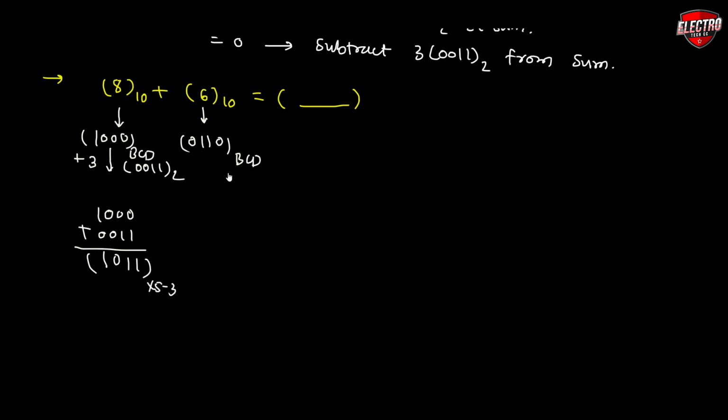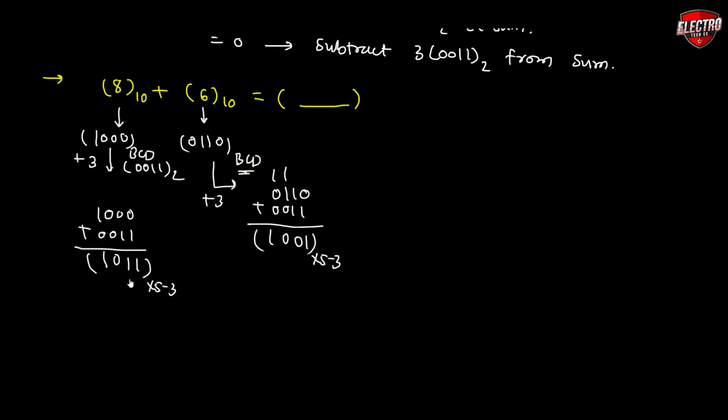Next one, that is 6. Okay, so if you convert this BCD code into Excess-3 code by adding 3, then you get 0110 plus 0011. The addition of 0 plus 1 is equal to 1, 1 plus 1 is equal to 0 with 1 carry, 1 plus 1 is equal to 0 with 1 carry, and 1 plus 0 plus 0 is 1. This one is the Excess-3 code for 6.